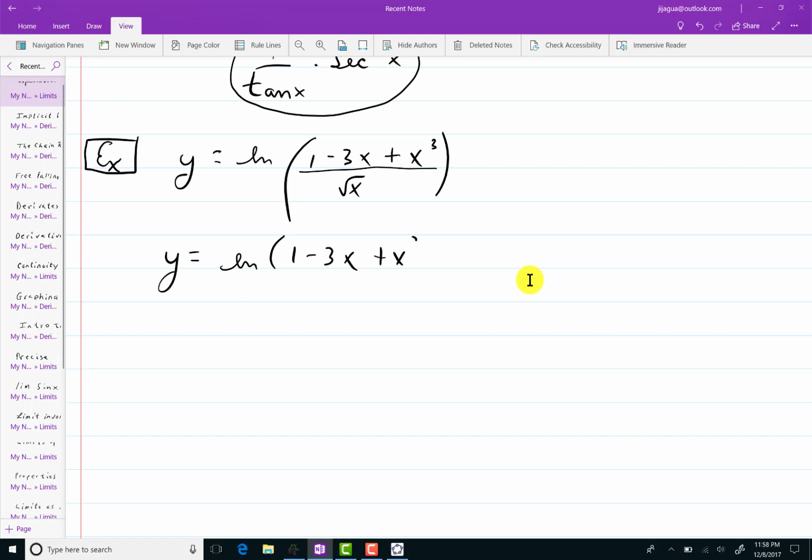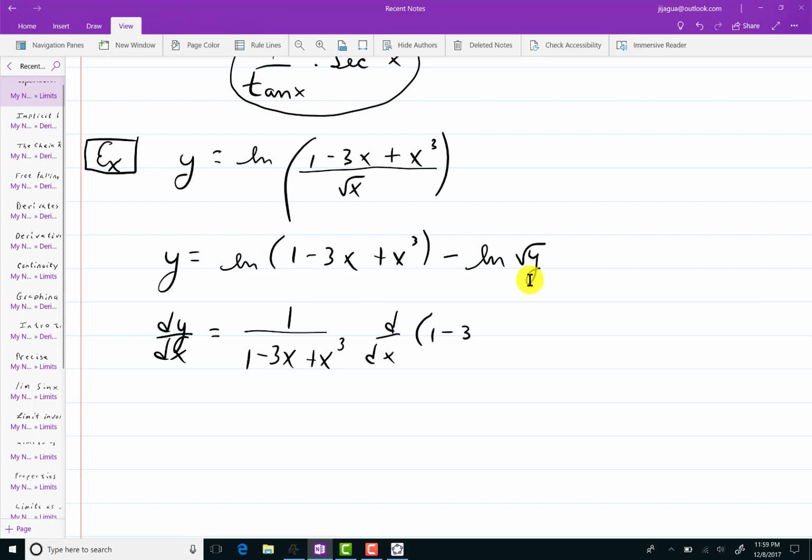So if I had absolute values around everything on the inside of those parentheses, I would with no problem at all be able to break this up just like you have with logarithms before. Division corresponds to a subtraction of logarithms. Then I can take derivatives as I normally do, so I'd get 1 over 1 minus 3x plus x cubed times the derivative of 1 minus 3x plus x cubed.